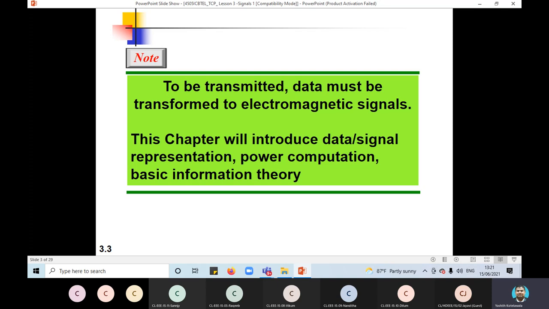So you will be understanding how this data, or this information, is represented by the signal, by these physical properties. Then power computation: when it comes to signals, what sort of power levels they have, and necessary simple calculations will be done. And then basic information theory. We are not going deep into that, but we'll be dealing with some brief cases about information theory. What is information? Things like that.